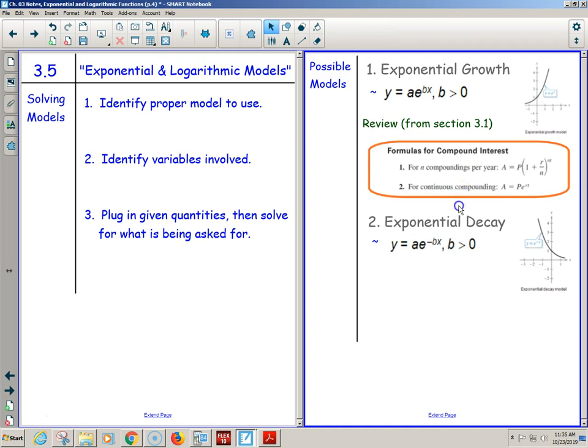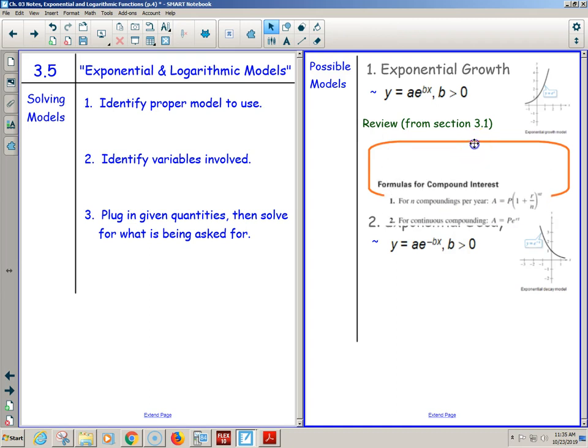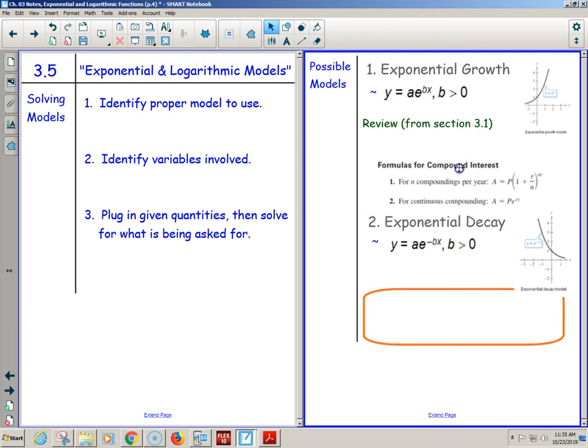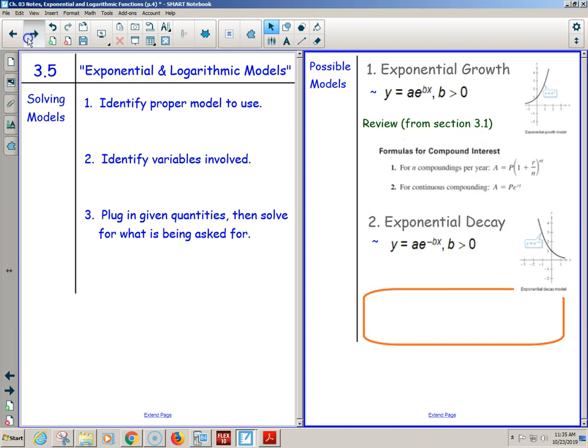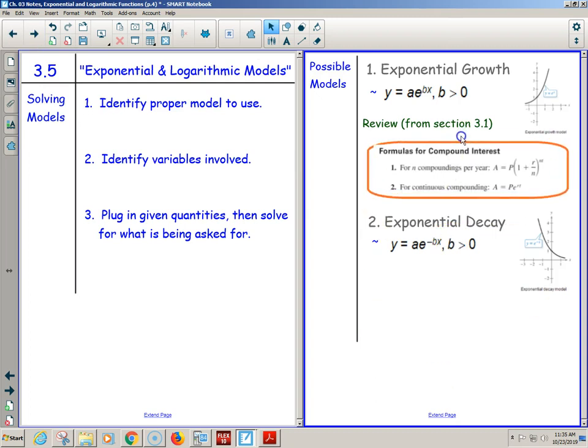Let me move this away from here so you guys can actually see it when I save it. And I'm going to save the notes that way. Oh, I have to change the setting. Awkward.